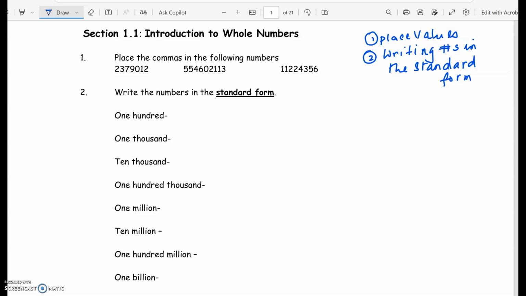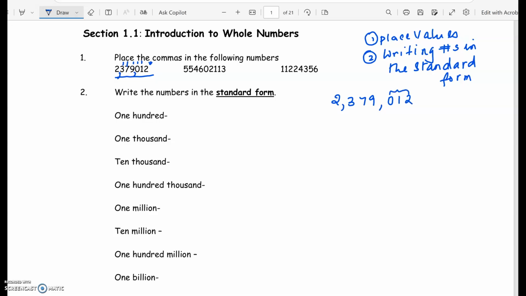Here we're going to learn about place values and writing numbers in the standard form. So let's look at these digits here. Now, how do we place commas in these numbers? We start from the right. Start with the last number and count in threes. So 1, 2, 3, place a comma. 1, 2, 3, place a comma. So we have 2,379,012.